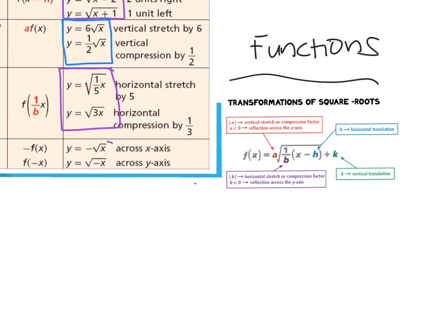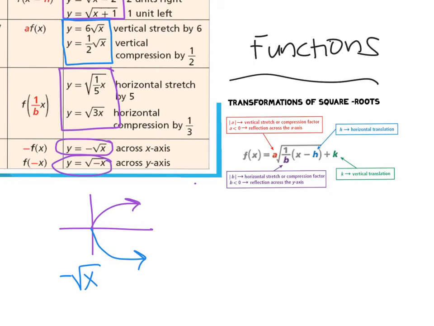If the negative is on the front of the square root, it's across the x-axis. So if a positive square root looks like this, across the x-axis would flip it so that it's upside down. So this would be a negative root x. And if the negative is underneath the square root, it flips it across the y-axis. So this takes your positive that would normally be facing to the right, and points it to the left. So that would be a negative underneath the square root.